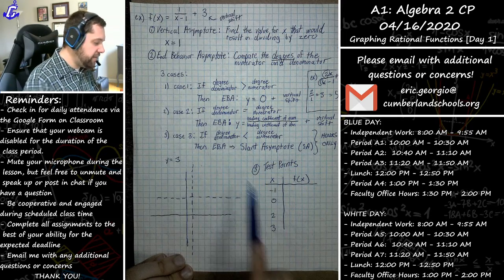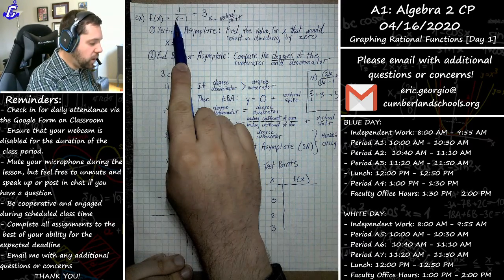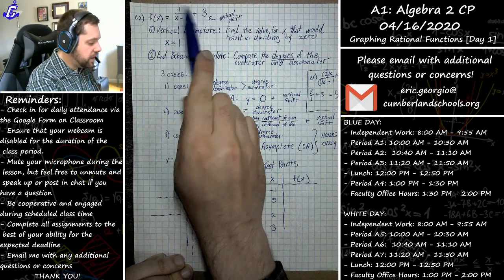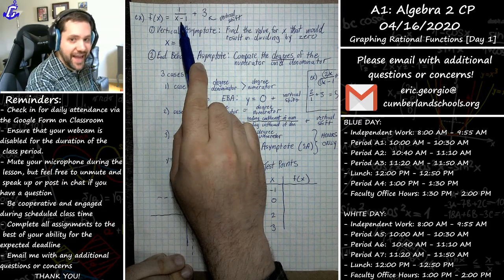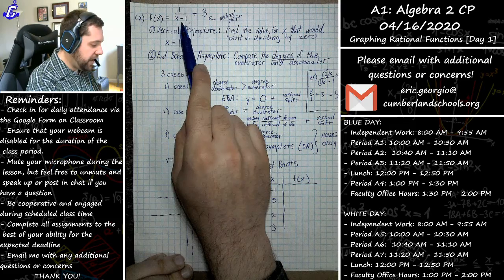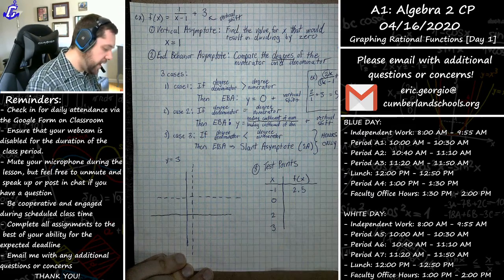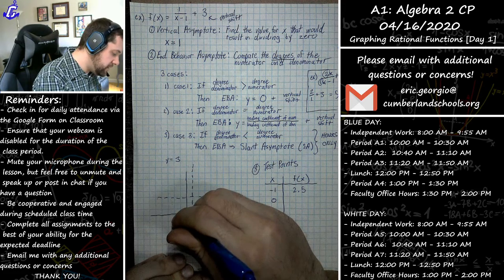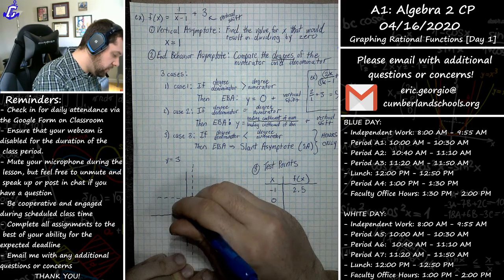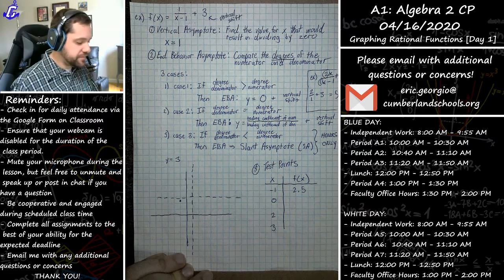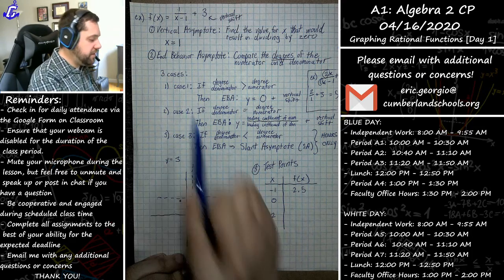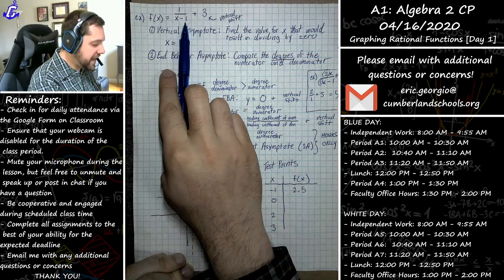So if I plug in -1, you're going to get -1 minus 1 is -2. 1 divided by -2 is -1/2 or -0.5. Plus 3 is going to be 2.5. So I have a point at -1, comma 2.5. Here's 2.5 right about there. Okay. I plug in 0. 0 minus 1 is -1.